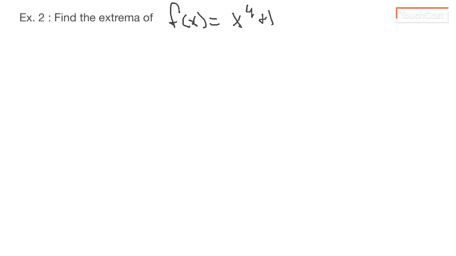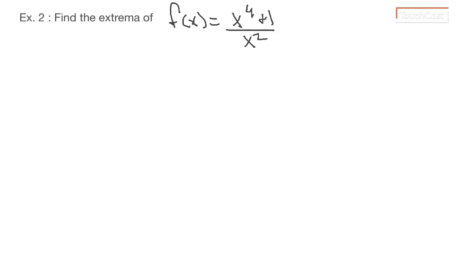Alright, so we're going to wrap up this lesson, but example 2 needed to be in its own video for some reason. It decided it wanted to play weird. So we're going to find the extrema of the function f of x equals x to the fourth plus 1 over x squared.